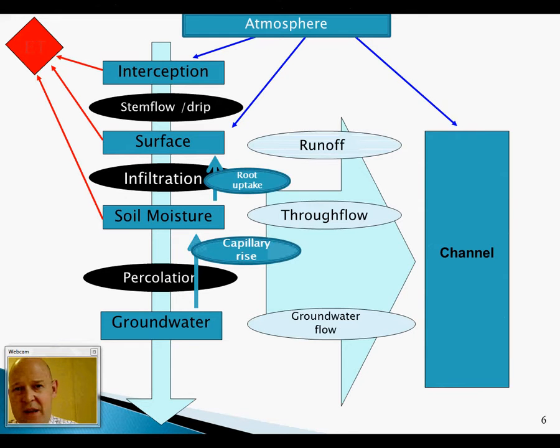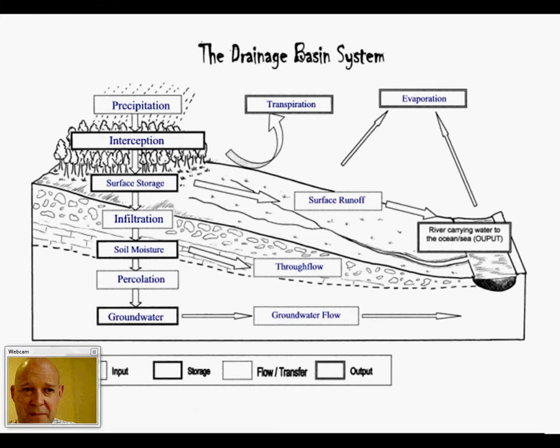And of course, plants are taking things up in the process of root uptake, which also has capillary rise occurring as well. So that's it. Learn it, know it, reproduce it. You should be able to. There's a different version, and the only interesting thing here to notice on the right-hand side is the idea of the output of the system, and that is the discharge in the main river channel.